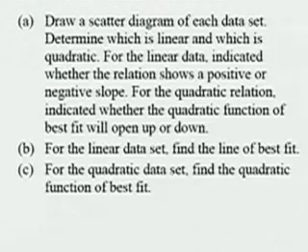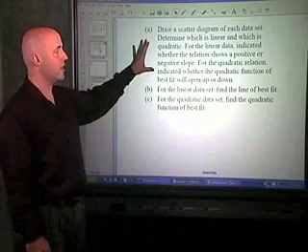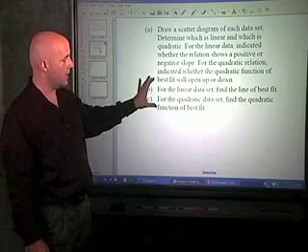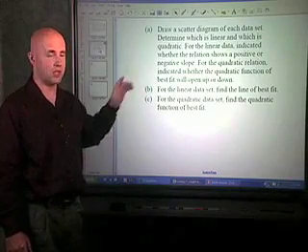For these two sets of data, we want to draw a scatter diagram of each set of data and then determine which is linear and which is quadratic. For the linear data, we also want to show whether the relation has a positive or negative slope. And for the quadratic relation, we want to tell whether the graph would be open up or down. Once we've identified the linear set, we want to find the line of best fit. And once we've identified the quadratic set, we want to find the quadratic function of best fit. We're going to do our scatter diagrams and our line and quadratic function of best fit using our TI Smart View.